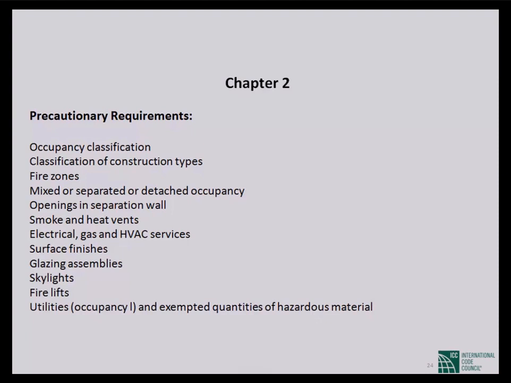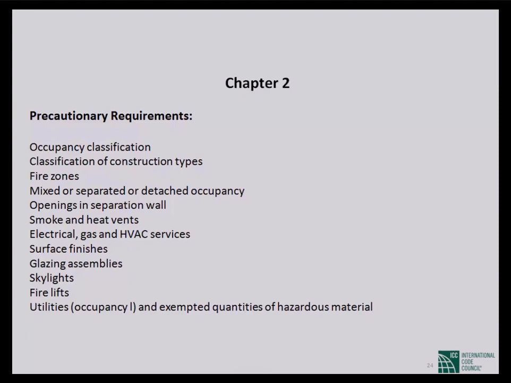Now I would like to go to chapter 2. I have just finished chapter 1, which was in part 4. Now I go to chapter 2, which will give you some idea about the precautionary requirements which you have to do for your building. So before going to that, you have to know some building occupancy classification, classification of the construction type, fire zone, and fire separation. And there are some other things here you can see. So I would like to go with the occupancy classification.